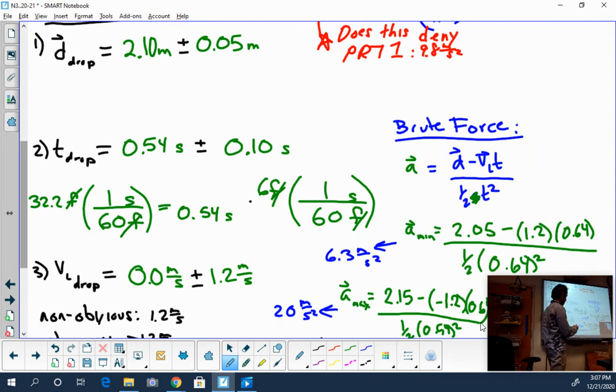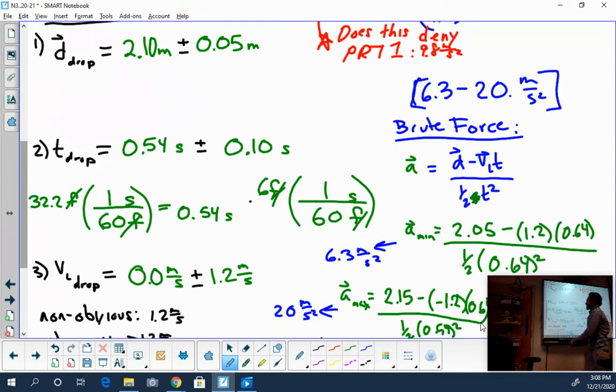Maybe I did something wrong with the math. Did I do something wrong? 1.2 times 0.64 plus 2.15. That numerator is just much bigger. Divided by, yeah, this can be right, 0.54. Yeah, 20. So based on our error, the possible range of answers here is anywhere from 6.3 to 20 meters per second squared.